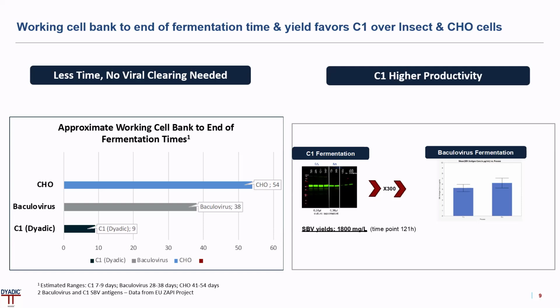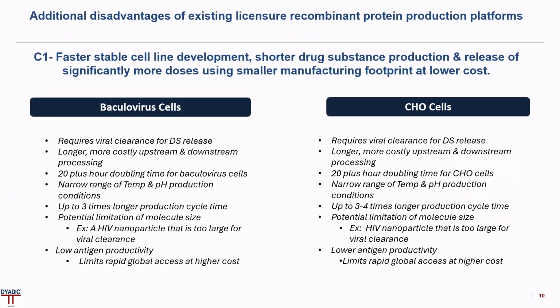An example of the SBV, Schmallenberg antigen, was run in the European Union, the Zoonosis Anticipation Preparedness Initiative, ZAPI, independently, where we produced, in this case, 1,800 milligrams per liter. And by the way, that was at stage 1 without any optimization, versus baculovirus, we got somewhere in the neighborhood of 300-fold higher productivity or higher yield.